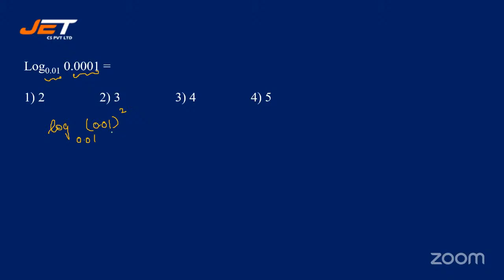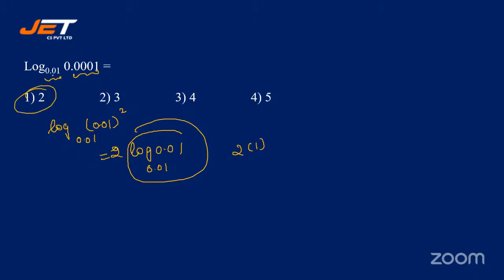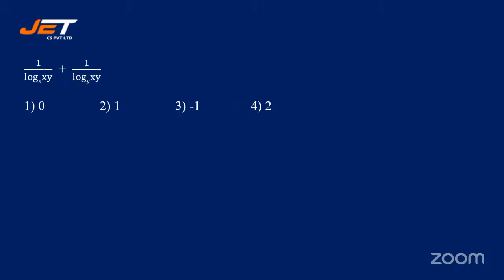So it becomes 0.0001. Yes, perfect. So you can write it as 2 log 0.01 to the base 0.01. So this becomes 1. So 2 into 1 is 2. Okay, so your option 1 is the correct answer. If you had opted for option 1, your answer is correct. All right, yes. See the next question.